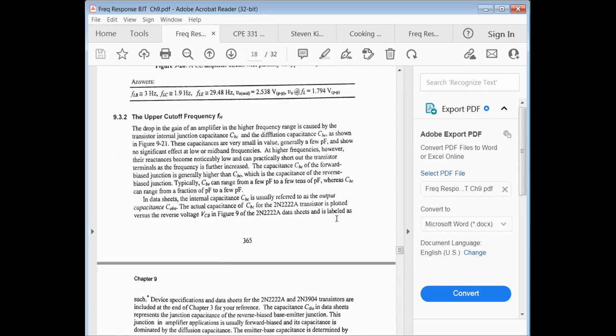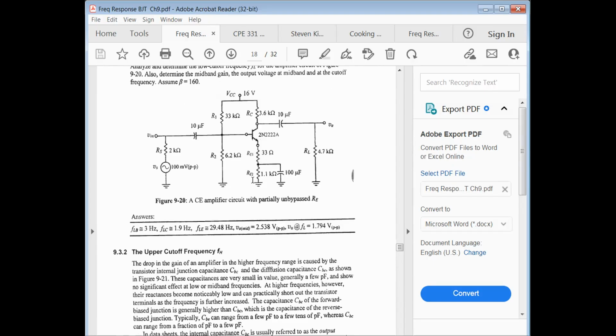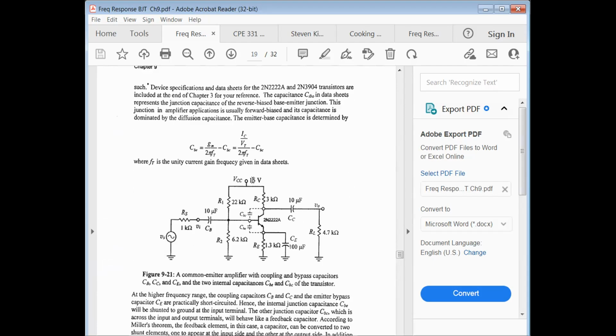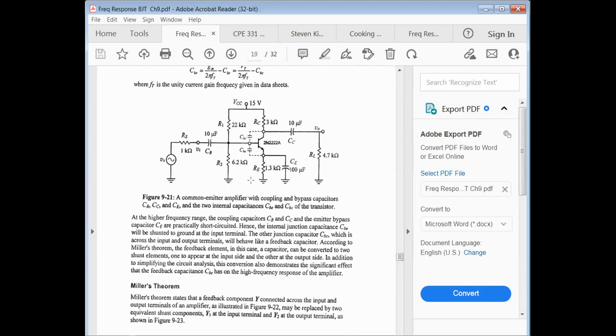Okay. Yeah, if I misspeak, please correct me. So the upper cutoff frequency again is due to, I'll just read what's here: the drop in the gain of the amplifier in the high frequency range is caused by the transistor internal junction capacitance C sub BC and the diffusion capacitance C sub BE, as shown in figure 9.21. So most of you, if not all of you, are electrical engineering students. I assume you've taken semiconductor devices.